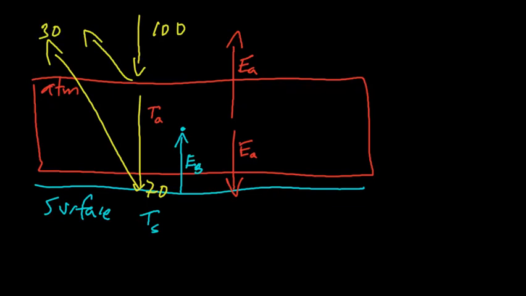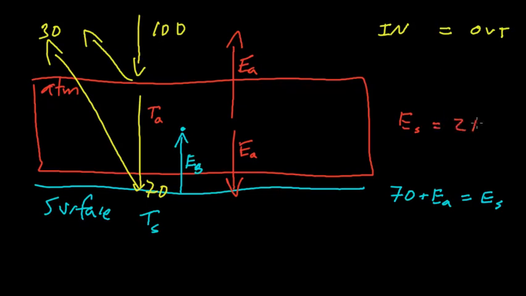So let's look at those. In each case, we pretty much look at in and out. So to begin, we'll look at the surface. At the surface, incoming is 70 plus the energy from the atmosphere, EA. That's equal to the energy from the surface. That's the only thing that's going out. It's the only out arrow. At the atmosphere level, what we have coming in is ES, and going out, we have EA up and EA down, so we have 2 EA.